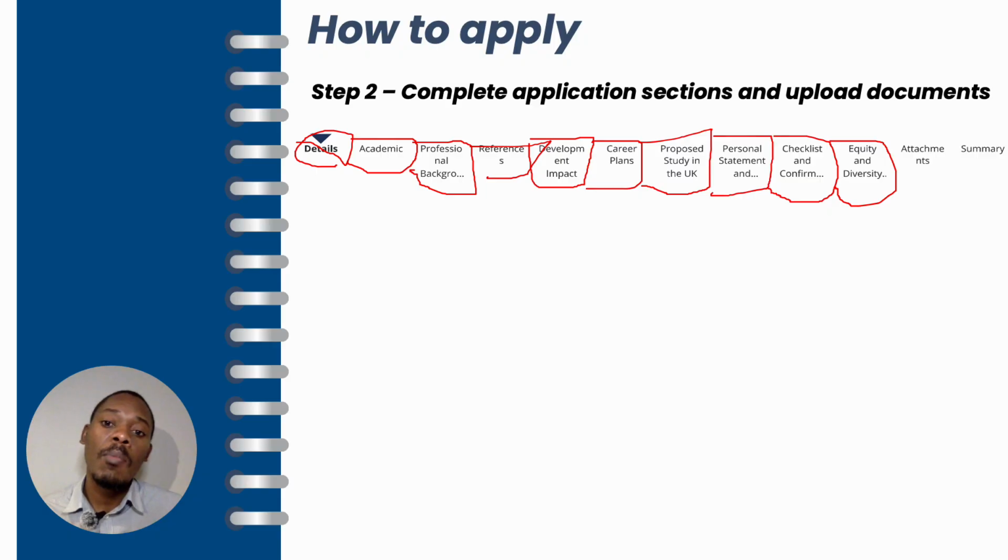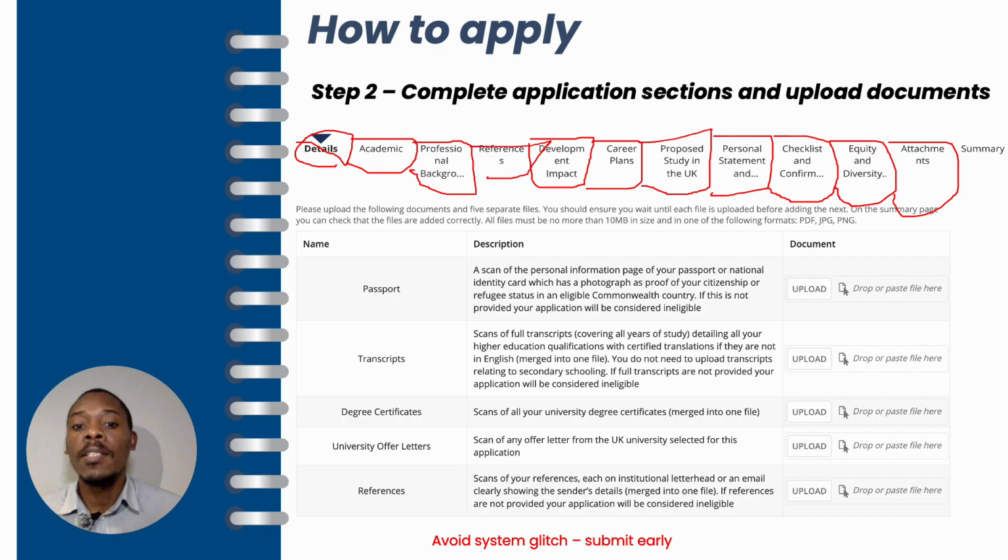Then the next tab is about attachment. So this is where now you are supposed to upload your documents. And the attachment has these components. You have a component where you are supposed to upload your passport.